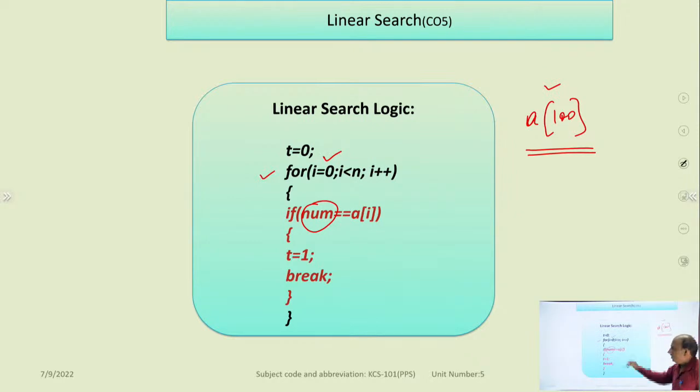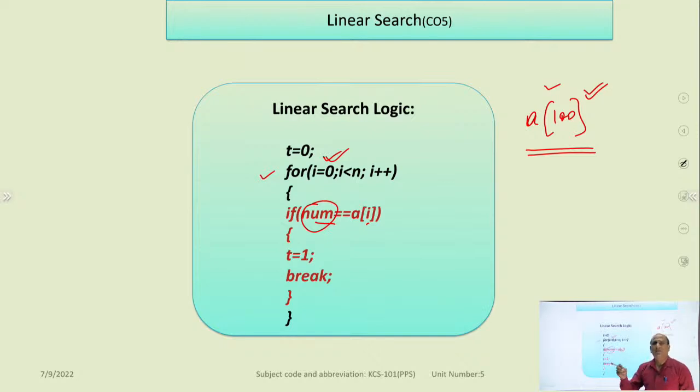First, before applying this logic, we will populate this array with the given list, and by putting it in this for loop, we will keep on comparing it with each element. When i becomes 0, num will compare with A of 0, then i becomes 1, num will compare with A of 1, i becomes 2, num will compare with A of 2, and so on.